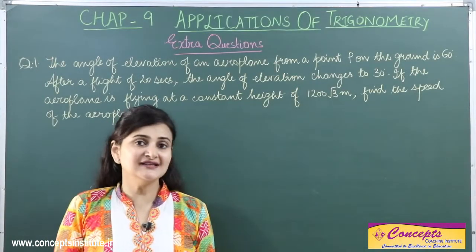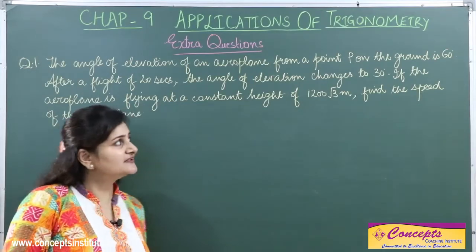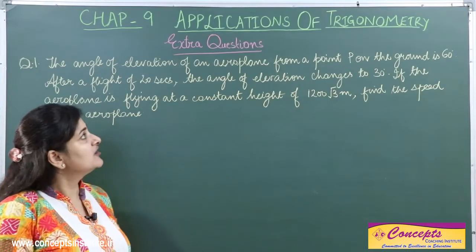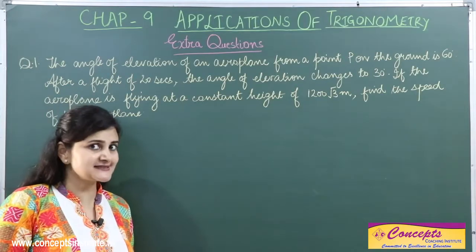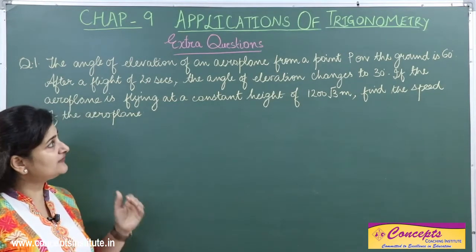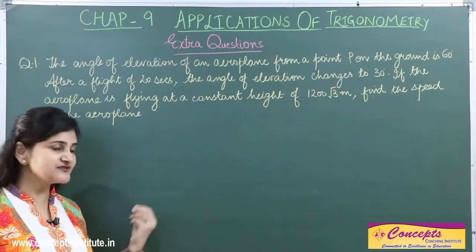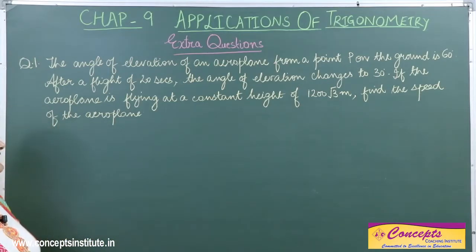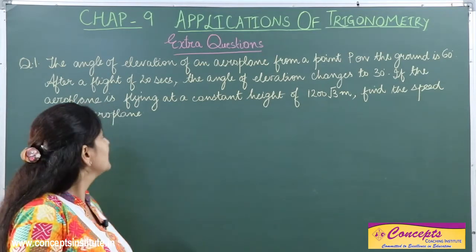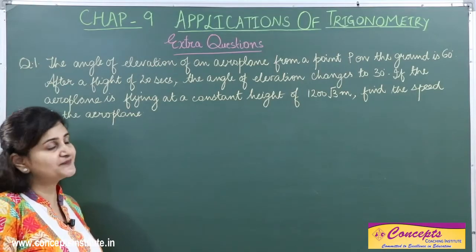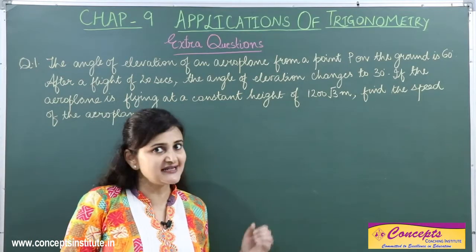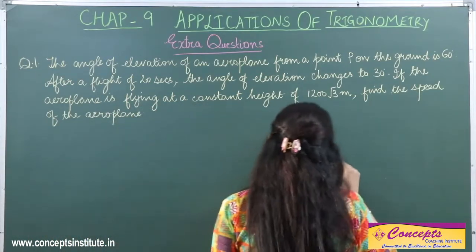Okay students, so now let's look at a few extra questions. The first question is, the angle of elevation of an aeroplane from a point P on the ground is 60 degree, and after a flight of 20 seconds, the angle of elevation changes to 30 degree, that is from the same point. If the aeroplane is flying at a constant height of 1200 root 3 meter, find the speed of the aeroplane. Now students, this question is slightly similar to the question that we had in our NCERT book. So let's see how can we do it.